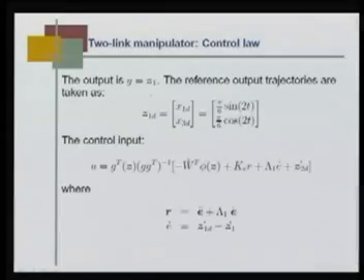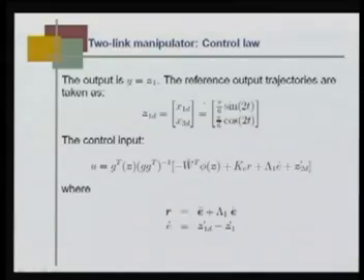The output y is Z1, which is our first link position and second link position. The reference output trajectories are taken as Z1d, which is x1d and x3d. This is the angular position of joint 1 and the angular position of joint 2. They are pi by 6 sin 2t and pi by 6 cos 2t.